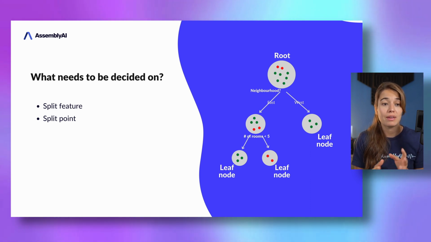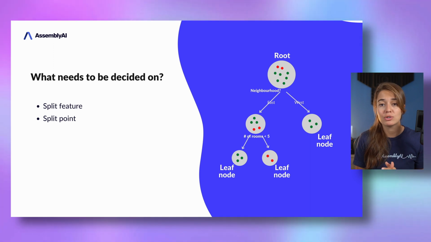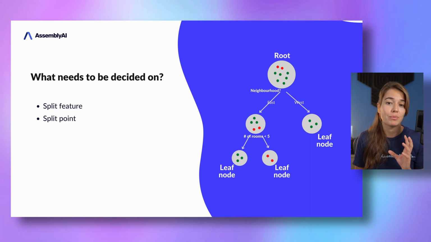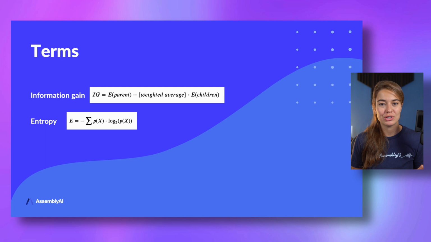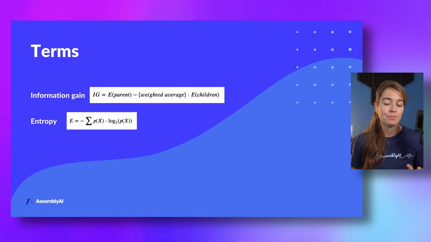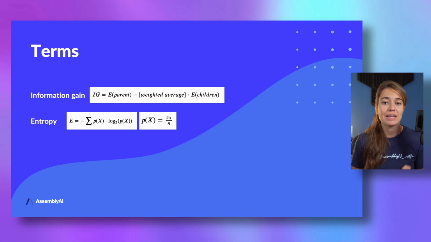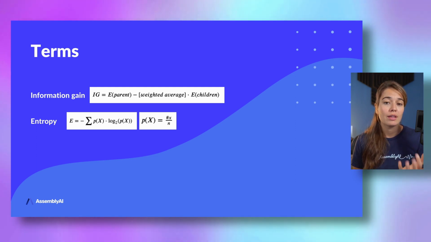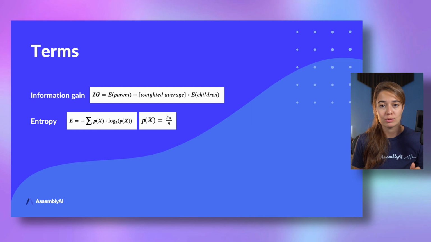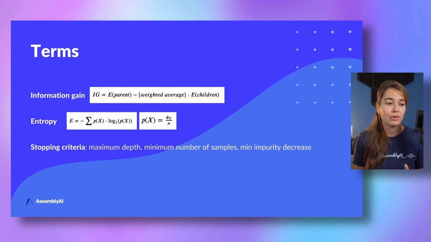If the values there are 50-50, we get the highest possible entropy, which is 1. So the entropy goes from 0 to 1. This is the equation that we use to calculate entropy, and it's basically the sum of P of x multiplied by log of P of x. So what is P of x? P of x is the number of times this class has occurred in this node divided by the number of total nodes.